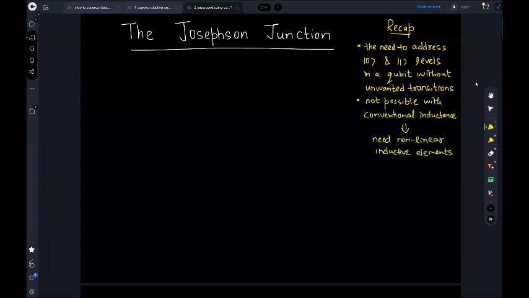And this is not possible with conventional inductances. For instance, if we have an LC circuit with a linear inductance, we only get equidistant spaced energy levels. So what we need is a non-linear inductive element. I finished my video by stating that we will use a particular circuit element known as a Josephson junction, which provides a non-linear inductance.